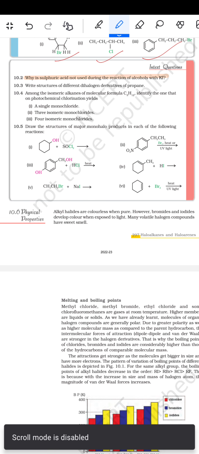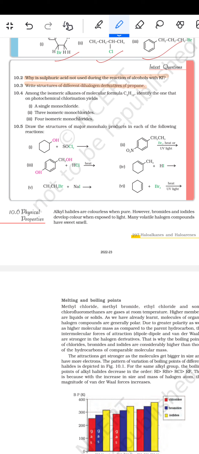उसके बाद आता है इन टेक्स्ट क्वेश्चन: why is sulphuric acid not used in the reaction of alcohols with KI? Write the structure of the different halogen derivatives of propane. Among the isomeric alkanes of the molecular formula C5H12, identify the one that on photochemical chlorination yields a single monochloride, 3 isomeric monochlorides, and 4 isomeric monochlorides.